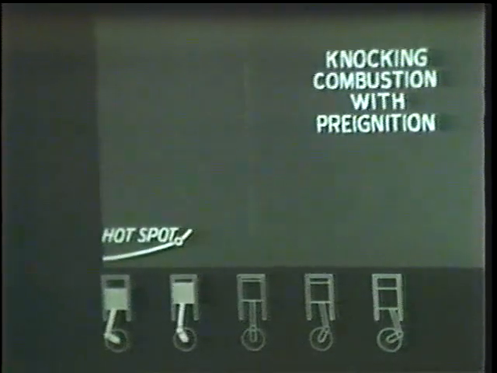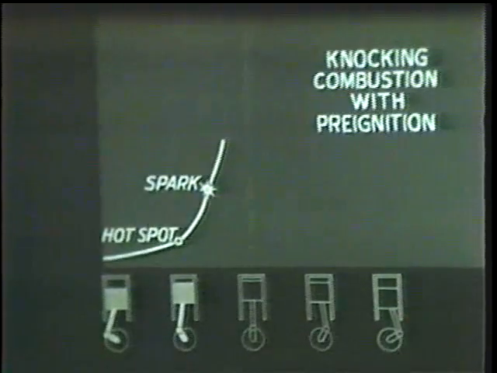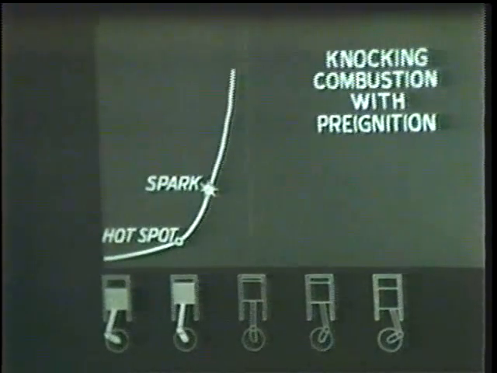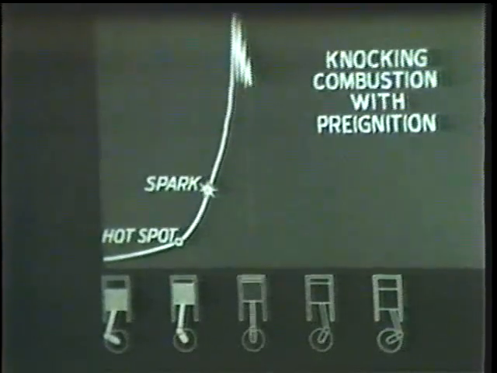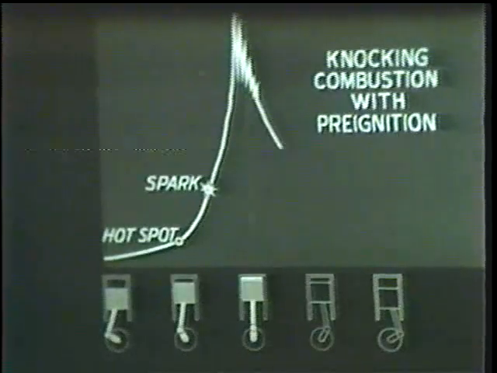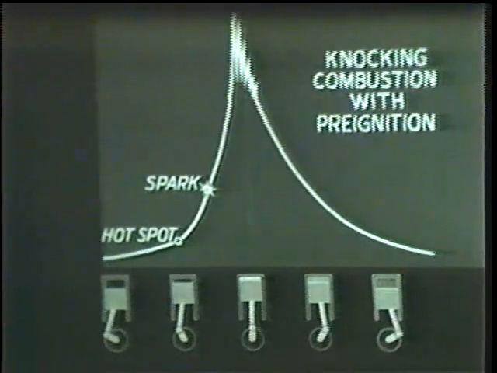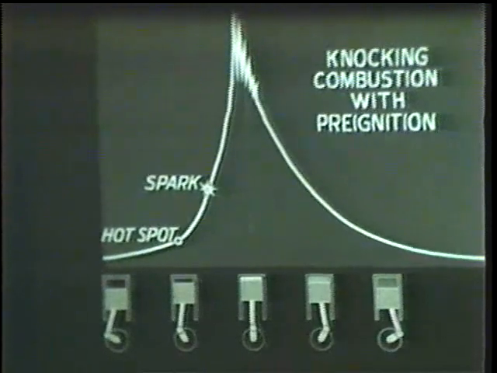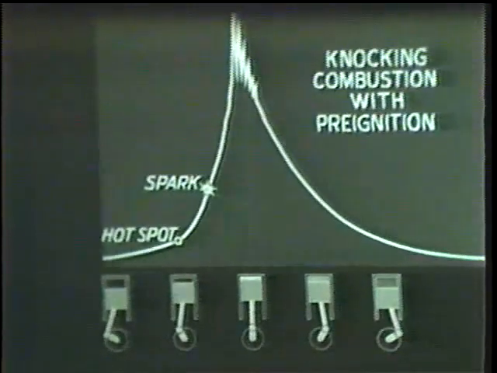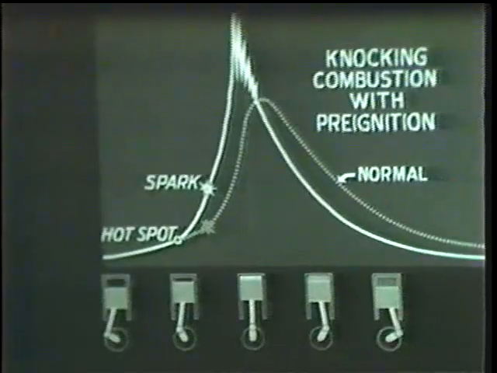Now let's look at the graph for this kind of combustion. Pre-ignition by the hotspot causes the pressure to rise rapidly and very early. Ignition by the spark increases the pressure further. Knocking again occurs when the temperatures and pressures get too high for the anti-knock value of the fuel being used. Compare this graph with the graph of normal combustion.